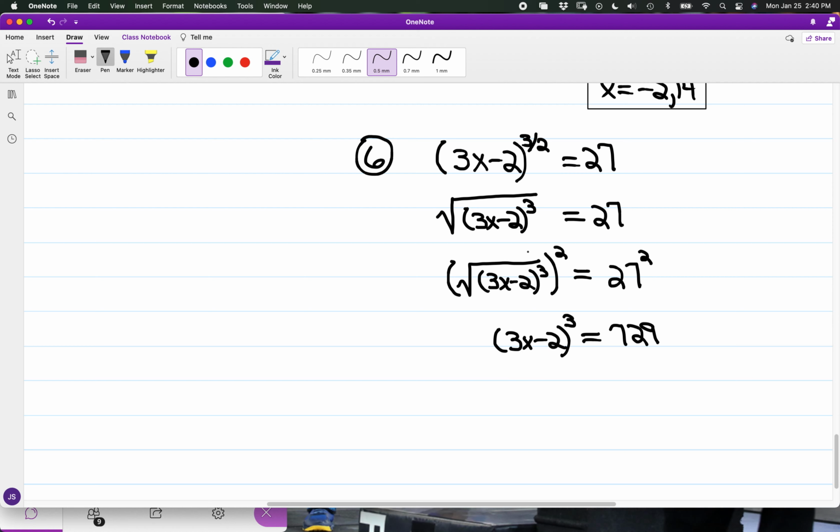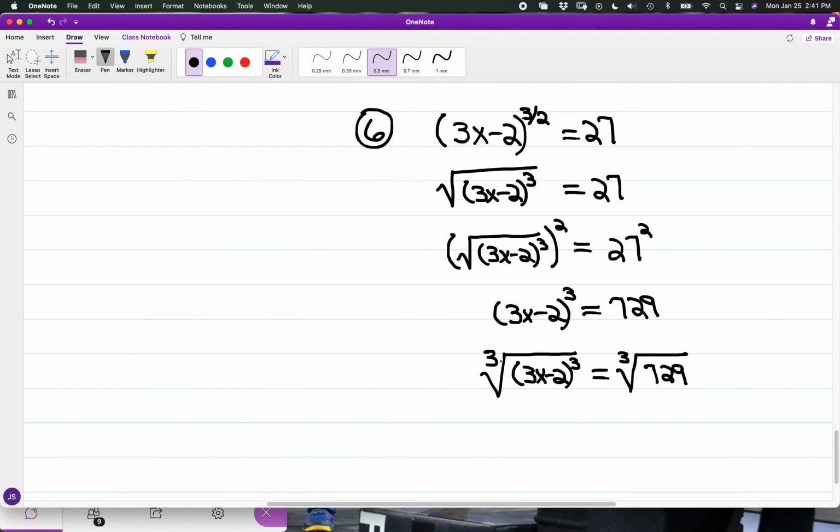Okay, so if you notice, I took the exponent to eliminate the radical. Now I'm going to go in the other direction, because what was freed up was the cube of 3x minus 2. And to undo that cube, I'm going to take the cubic root. So you have the cubic root of 3x minus 2 raised to the third. Okay, so this will be 3x minus 2.